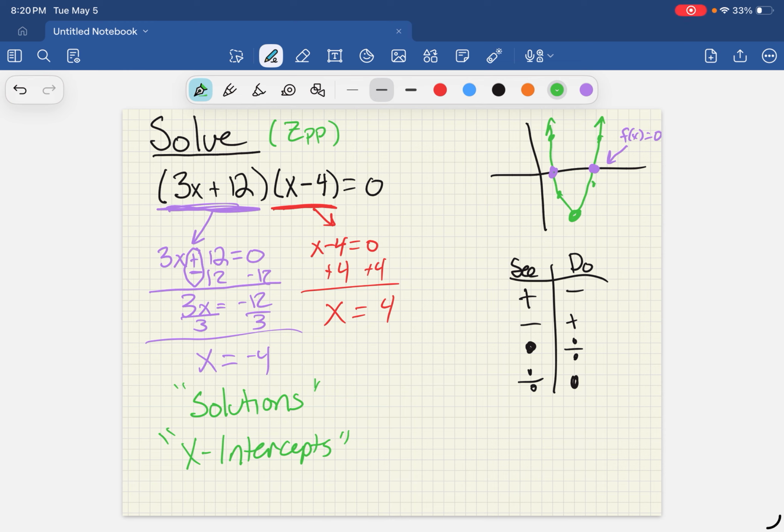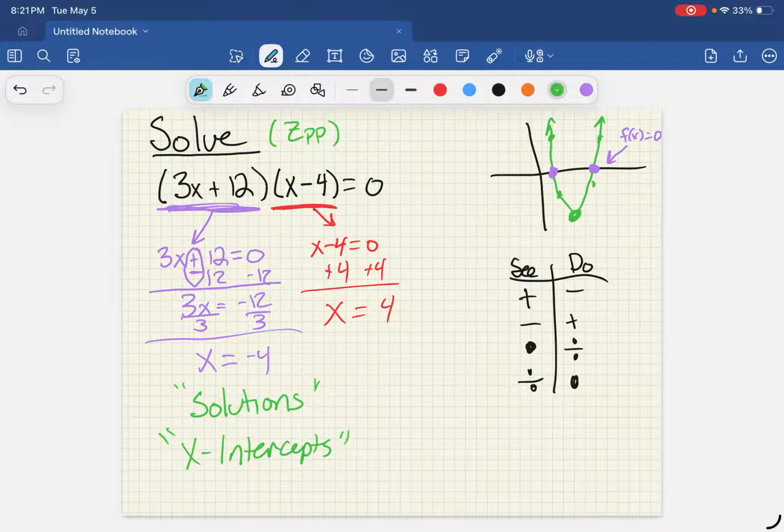Now, those two words have different contexts. Solution is like, hey, I'm just solving it, or I'm just looking for those answers that we just found, the 4 and negative 4. X-intercepts imply graphing. As we start assessing this or testing over this, yeah, you need to know that I'm going to say what are the solutions, and I also need you to know that these things are also x-intercepts.